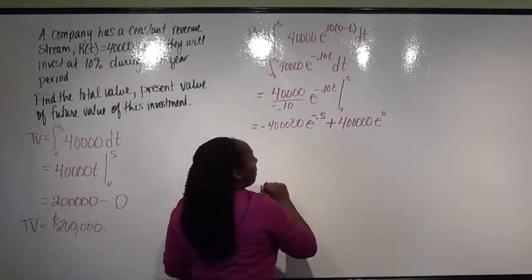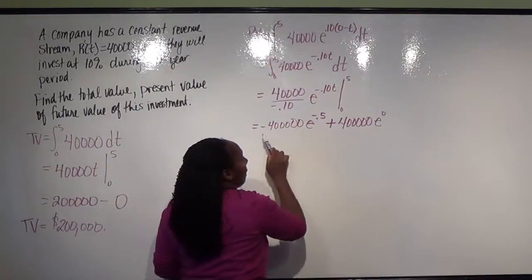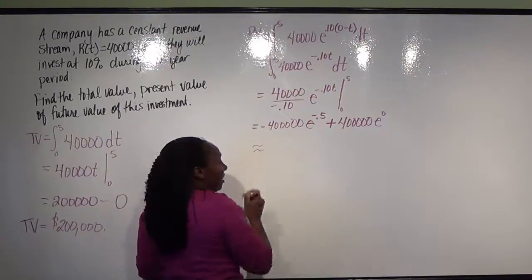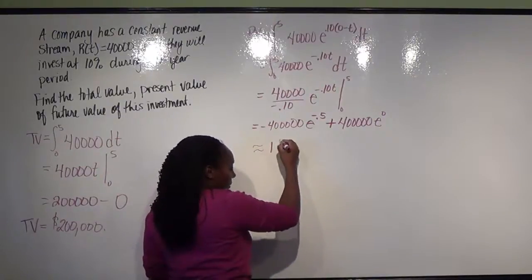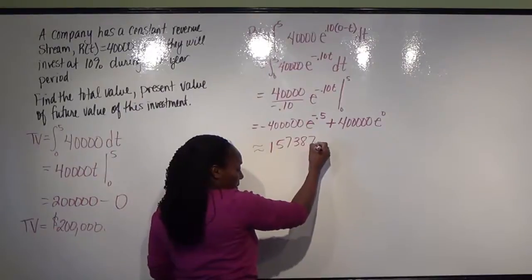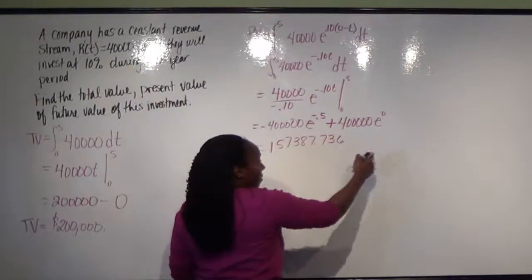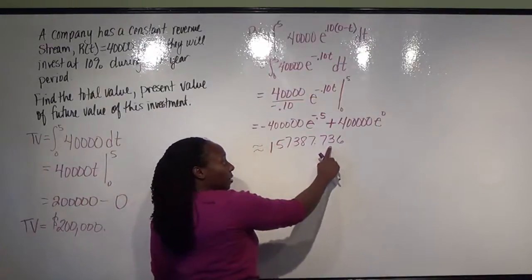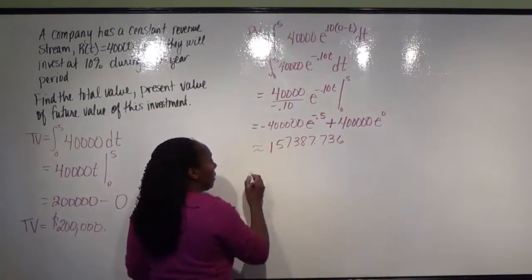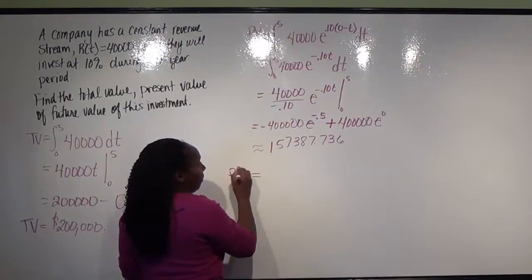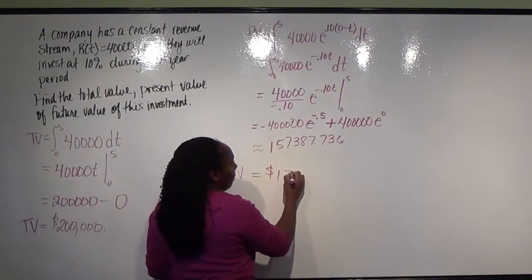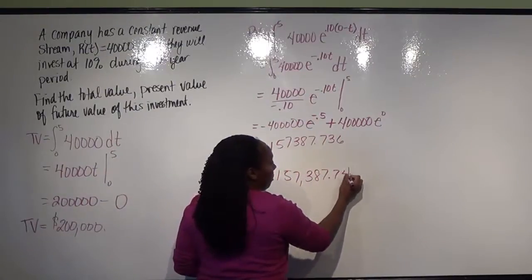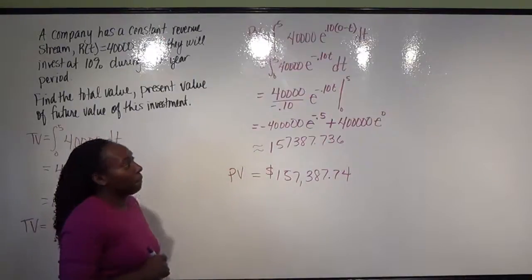So evaluating this, we're basically getting 400,000 minus 400,000 e to the negative 0.5, which is going to approximate out to 157,387.736. You can carry out some more decimals. But again, because this is money, we want to round it to the nearest cent, so I only care about that decimal place. So our present value for this one is going to equal $157,387.74.